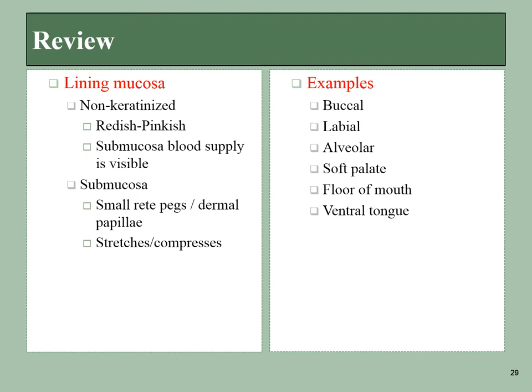So to review, we've covered a number of regions of lining mucosa. These are all non-keratinized, with the exception of specific regions like that linea alba, which may become partially keratinized. And then the underlying submucosa, which generally has very small reti pegs and dermal papillae between the epithelium and connective tissue.